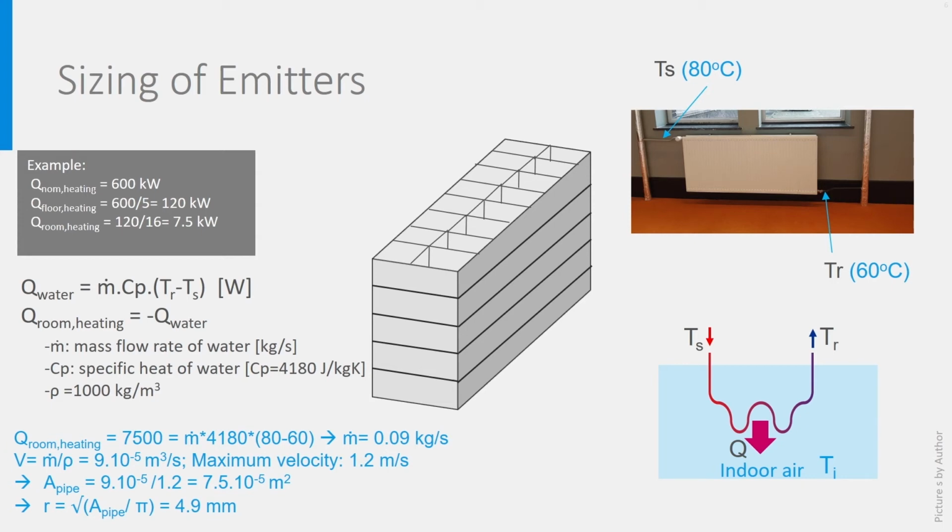The volume flow rate is m divided by rho, the density of water, 1000 kg per cubic meter. So the volume flow rate is 0.09 divided by 1000, which is 9 times 10 to the power of minus 5 cubic meter per second. Divided by the maximum velocity of 1.2 meter per second, this delivers a cross-sectional area of 7.5 times 10 to the power of minus 5 square meter, leading to a radius of less than 5 millimeter, a diameter of less than 1 centimeter.